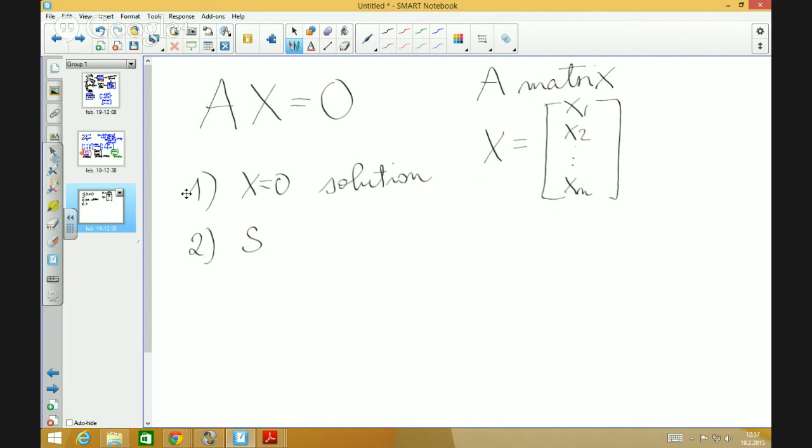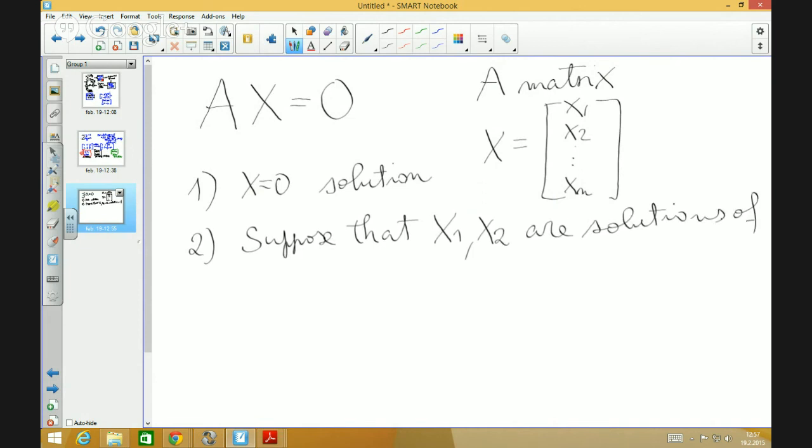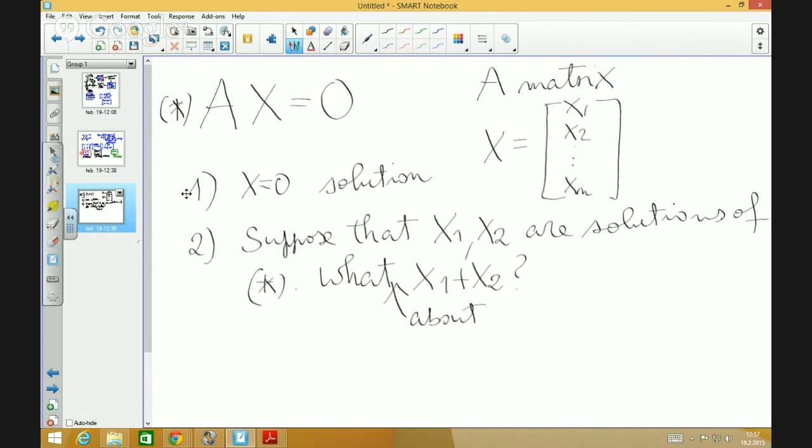Now, suppose that a vector x1 and a vector x2 are solutions of, let me call it star, this equation here. What can I say about the vector x1 plus x2? One of your colleagues is saying that's also a solution. So the space of solutions is closed under addition. Give me two solutions, I sum them together, I get a solution. That's absolutely right. But why?